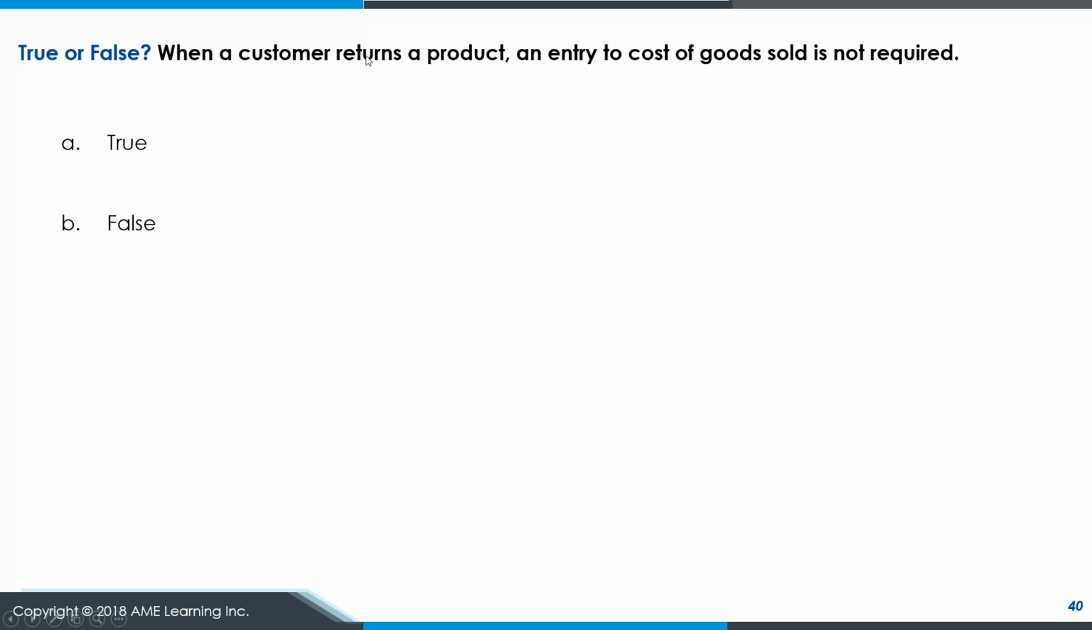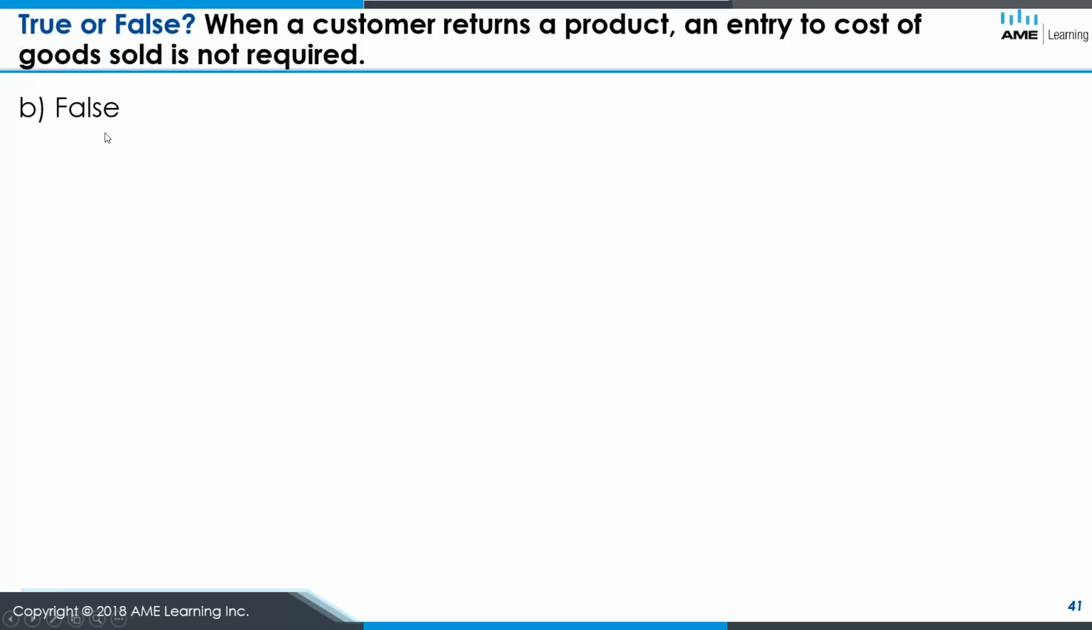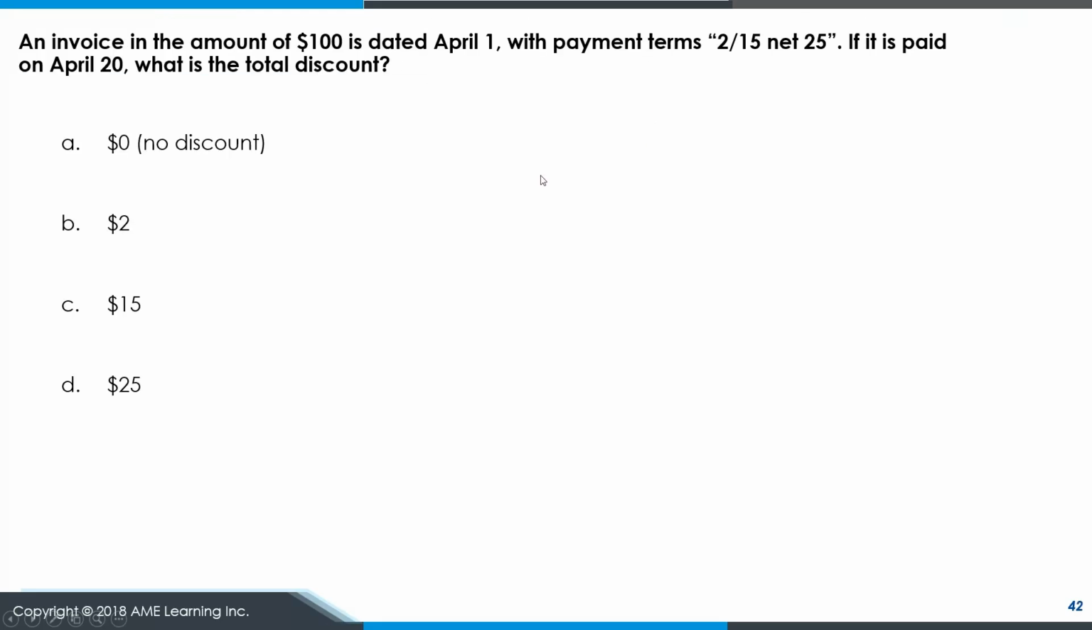Okay, true or false? When a customer returns a product, an entry to cost of goods sold is not required. That is false. We're going to reduce cost of goods sold by the amount of the inventory returned because it's no longer sold. It was sold, but now it came back, so we just reverse that cost of goods sold.